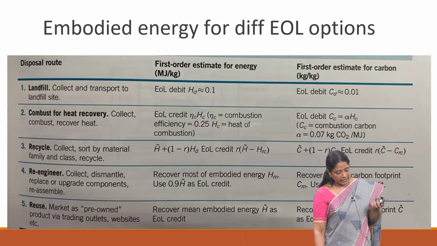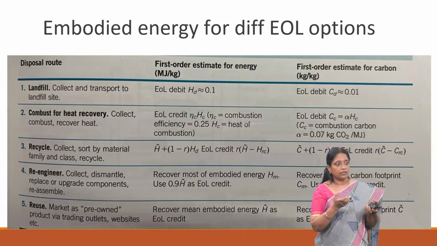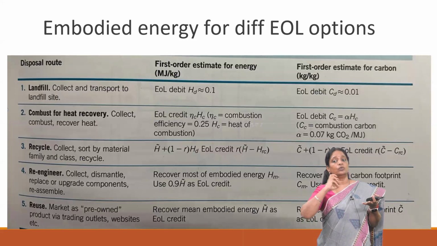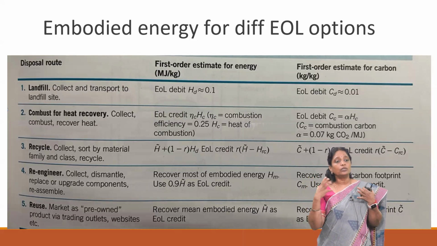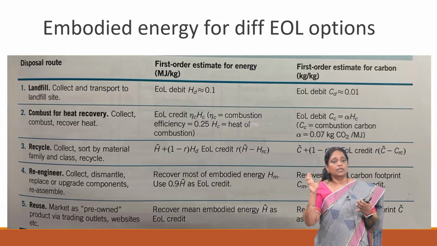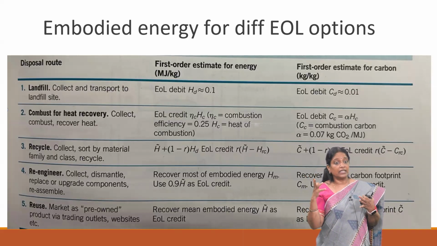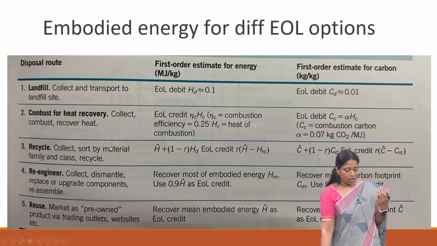But when you're going for re-engineering or just refurbishing, like changing the battery, you're not replacing the whole product or recycling the whole product, then maybe only a small 0.1, 10% of the original embodied energy is used to refurbish by changing the battery. So the amount of credit we are getting back is 90% of the original embodied energy. There's only a little additional energy we incur when you are doing small refurbishing or small repairs.